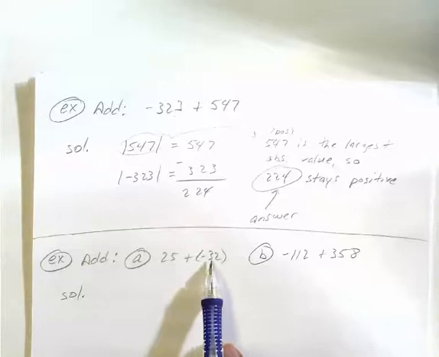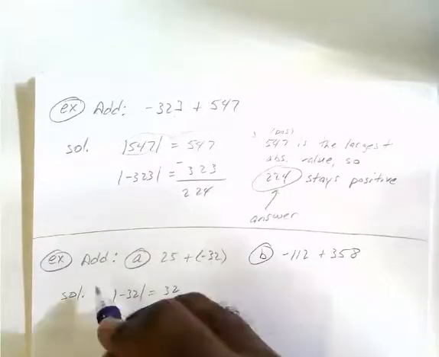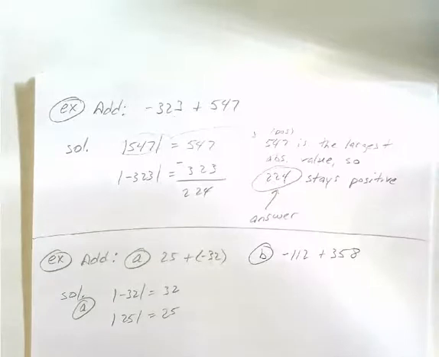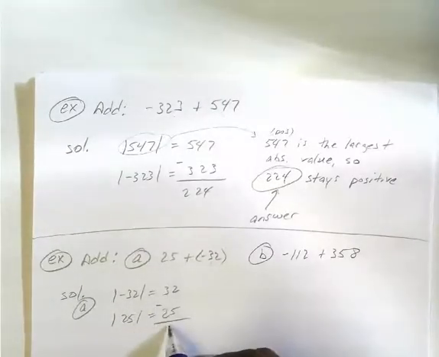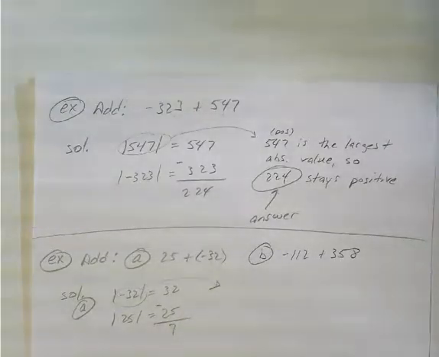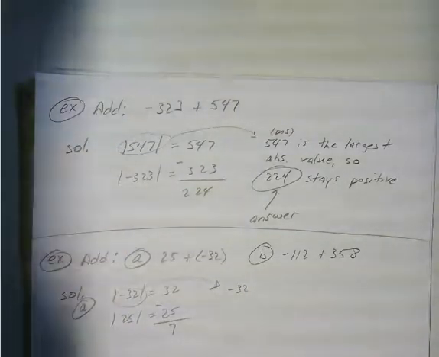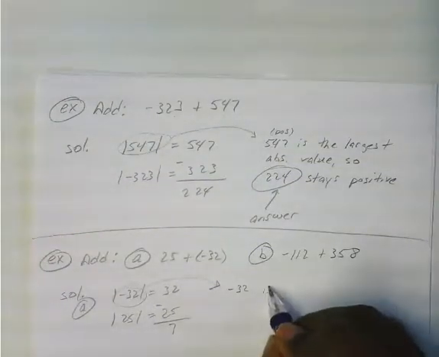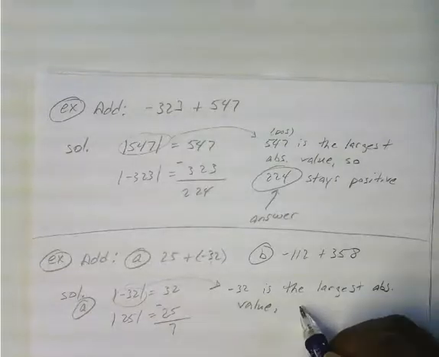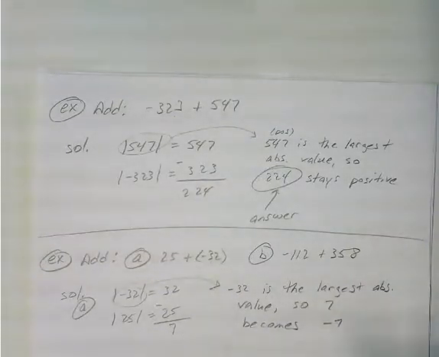Okay, so we need the absolute value of both of these. This is the larger absolute value, so that goes on top. So the absolute value of negative 32 is just 32. This is problem A. Here we go. And the absolute value of 25 is 25. So we're going to go ahead and subtract those. And 32 minus 25 is 7. Okay, so of course, since negative 32 is the largest absolute value, 7 becomes negative 7 because your largest absolute value is negative.